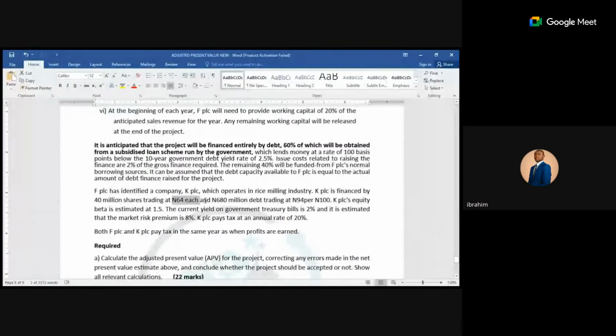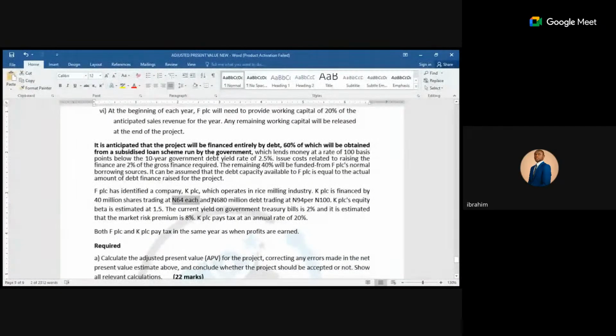You can see the level of gearing is not given. They didn't tell you that the market value of equity is this. They gave you in form of naira, just like the way we normally do it under the cost of capital. How do we determine the market value of equity and the market value of debt? We should not forget that.